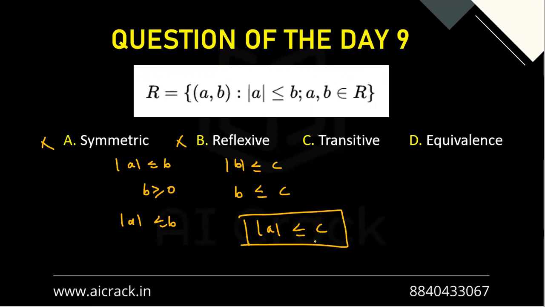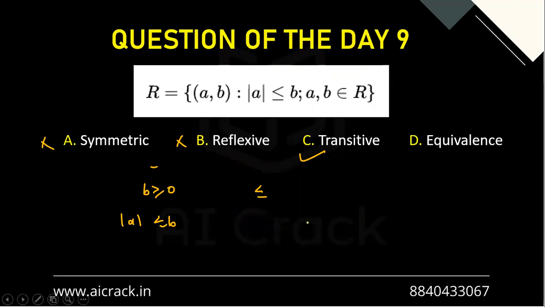That's what we want. If this is true, then this should be true. This is the case for a relation being transitive. So that is why C is transitive. This relation is transitive, right? And it's not an equivalence relation because it's not symmetric and reflexive. So C is the correct answer.